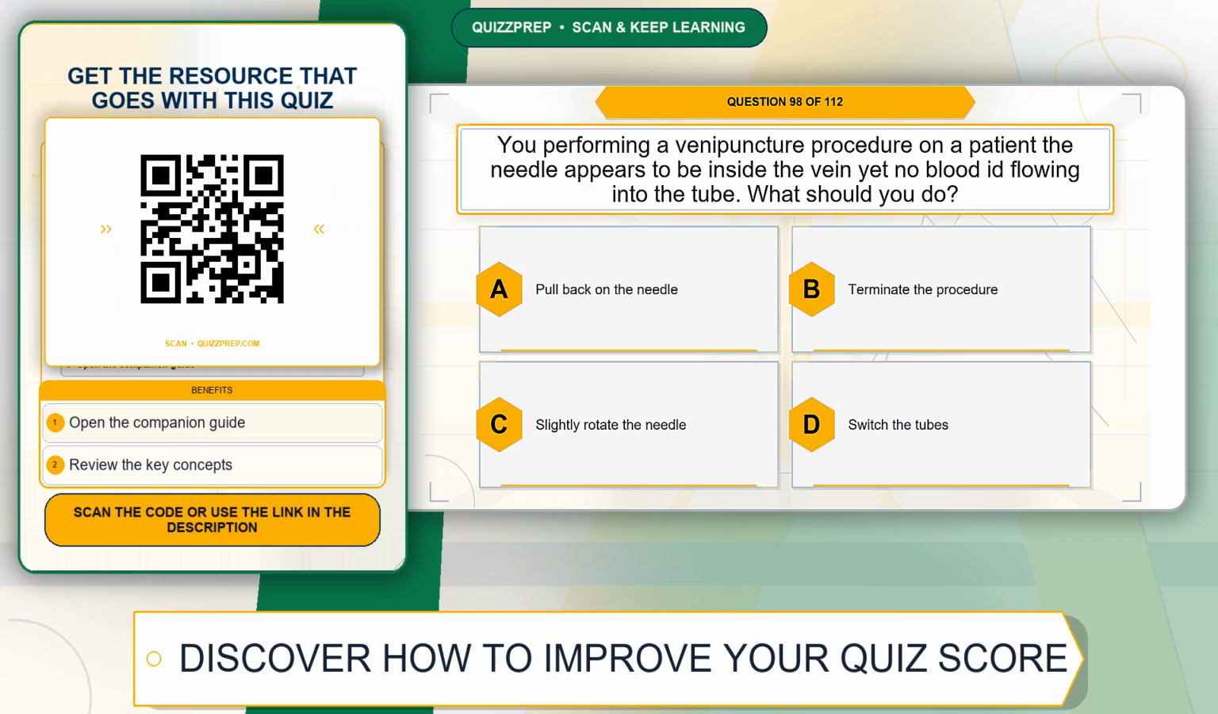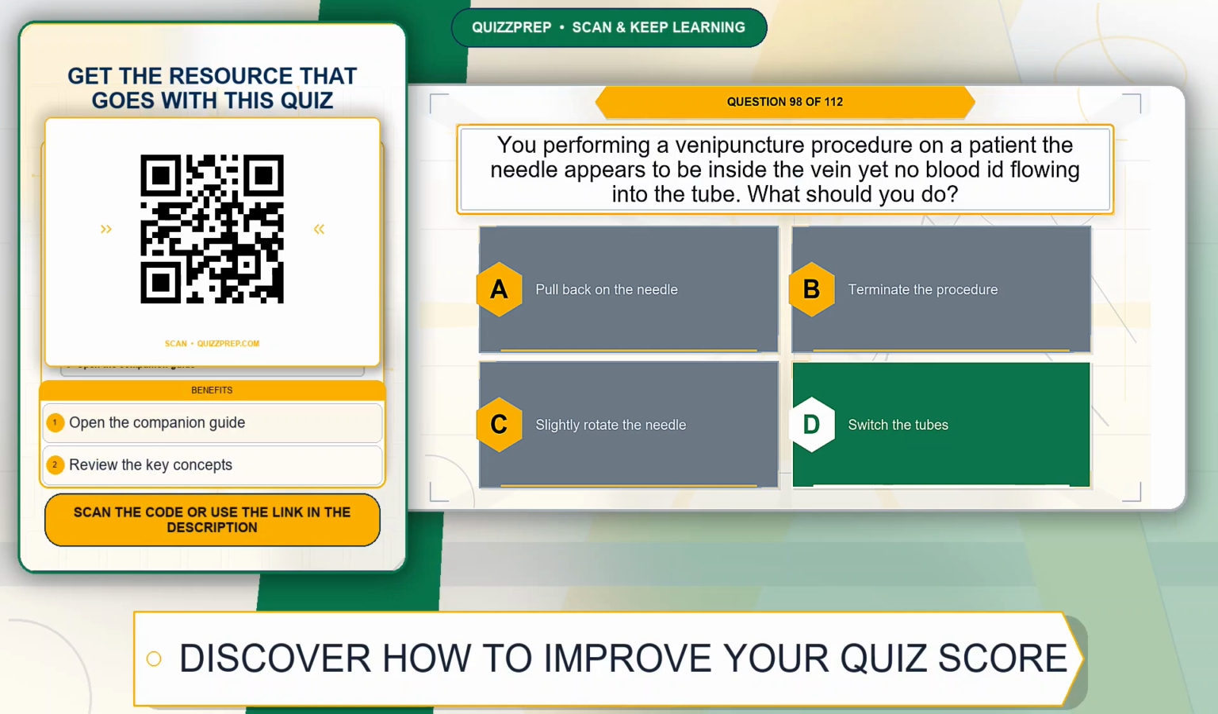Question 98. You are performing a venipuncture procedure on a patient. The needle appears to be inside the vein yet no blood is flowing into the tube. What should you do? Option A, pull back on the needle. Option B, terminate the procedure. Option C, slightly rotate the needle. Option D, switch the tubes. The correct answer is option D, switch the tubes.